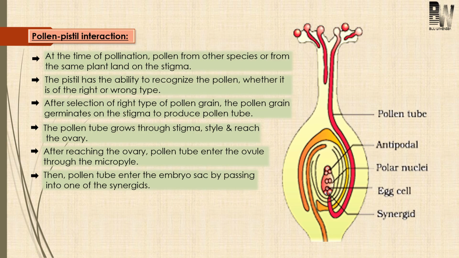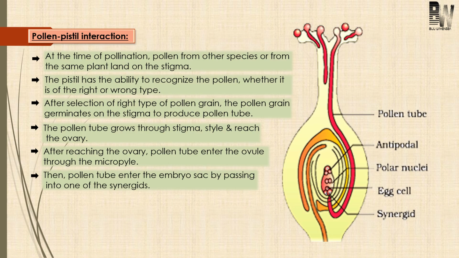So what happened? At the time of pollination, the pollen grain from the same plant or a different plant, from the same species or different species, can land on the stigma of this particular plant. And this stigma has the ability to select the right type of pollen grain. That means it can check whether the pollen grain landing on the stigma is of the right type or the wrong type.